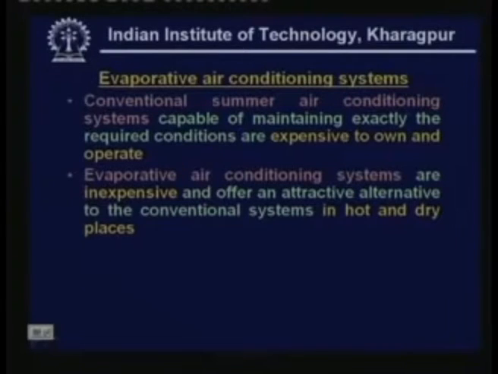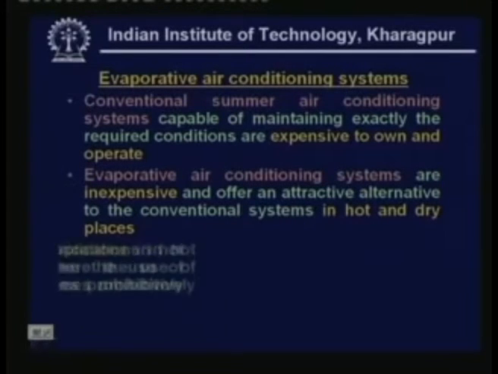However, they are very expensive. Not only is the initial cost high, but the running cost is also high. So, you will find that in certain applications the cost may be prohibitive. In such cases one has to look for alternative systems. Evaporative air conditioning system is an alternative to conventional summer air conditioning systems which can be used in hot and dry climates. Evaporative air conditioning systems are inexpensive and they offer an attractive alternative to the conventional systems in hot and dry places.